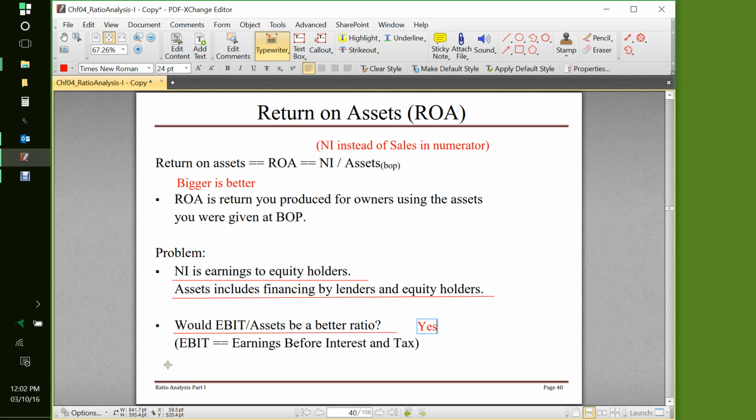And why is it a better ratio? Let's say the ratio would be earnings to all divided by assets financed by all. So that would be more consistent. Okay. Nonetheless, return on assets is used fairly frequently, so I want to be sure to cover it with you all.